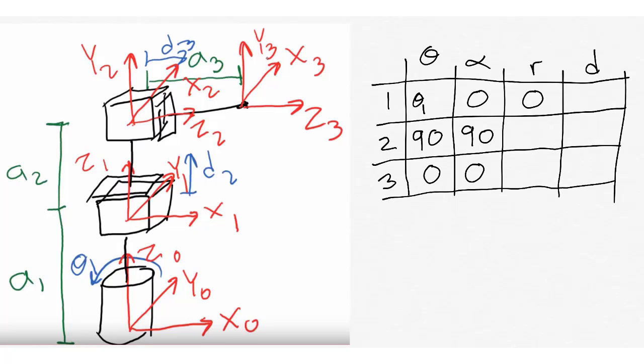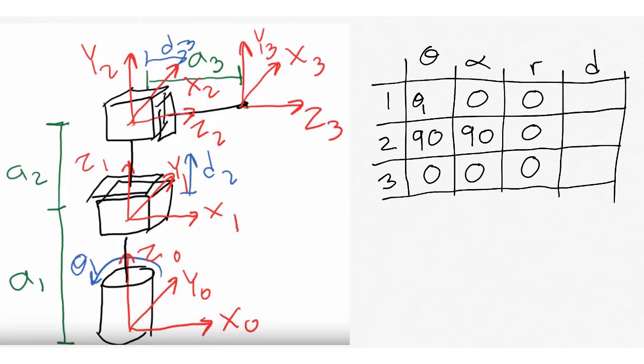To get r for the second row, we'll look at what is the displacement between the center of frame 1 and the center of frame 2, measured in the x2 direction. Once again, these two frames are lined up in the x2 direction, so r for the second row is 0 also. Lastly, we look at the displacement from the center of frame 2 to the center of frame 3, and we want to find this displacement in the x3 direction. Once again, these two frames are lined up in the x3 direction, so r for the third row is also 0.